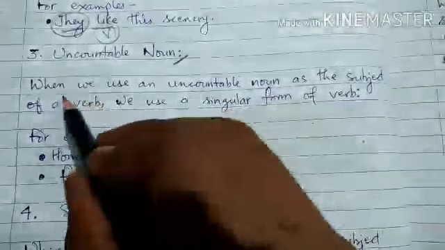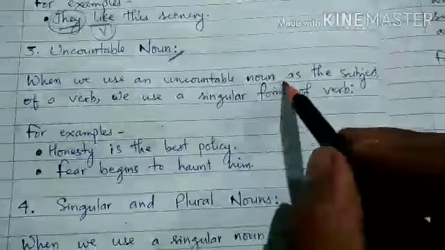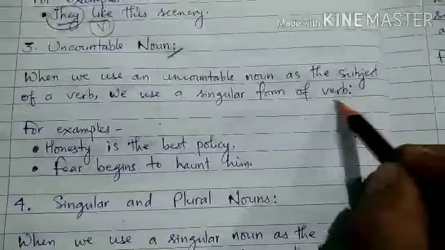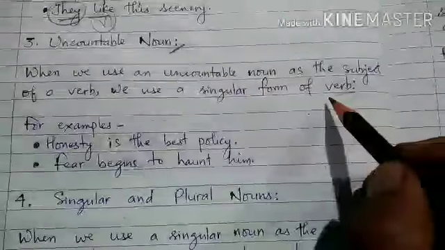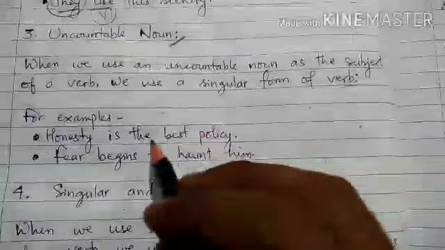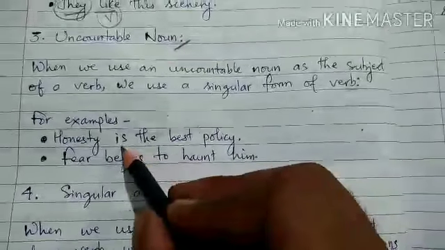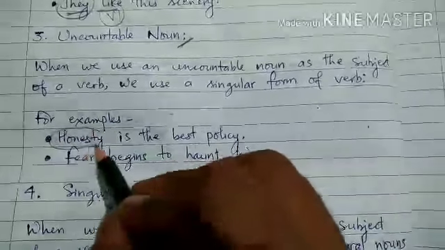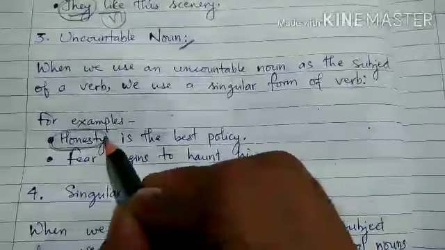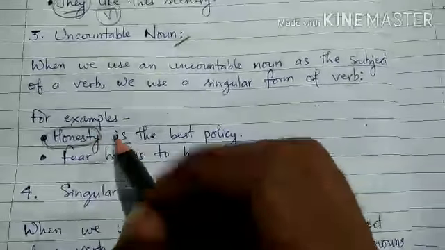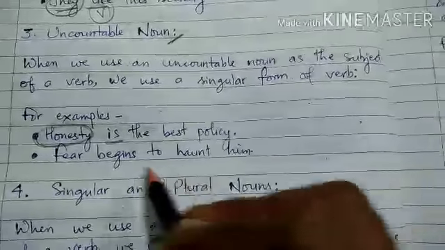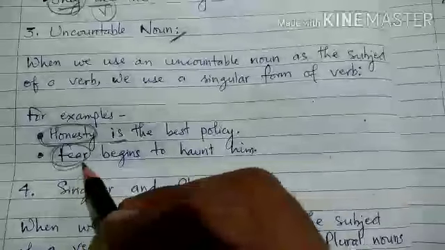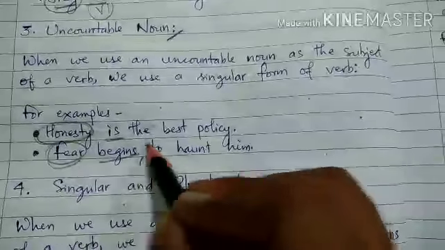When we use an uncountable noun as the subject of a verb, we use a singular form of the verb. जब हमारा subject uncountable nouns होता है तो हमें उस समय singular verb use करना पड़ता है. जैसे, honesty is the best policy. Honesty here is the subject and it is an uncountable noun, so is is a singular verb. Fear begins to haunt him. So fear is an uncountable noun, and begins is a singular verb.